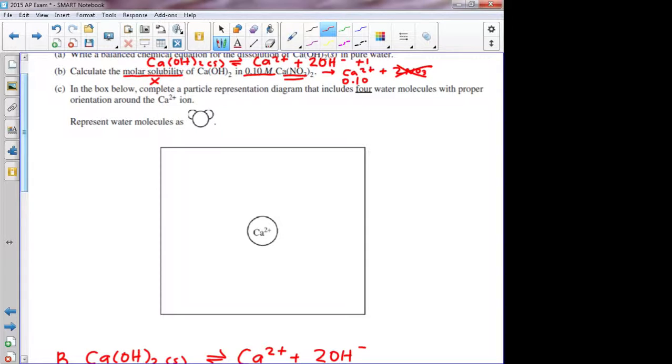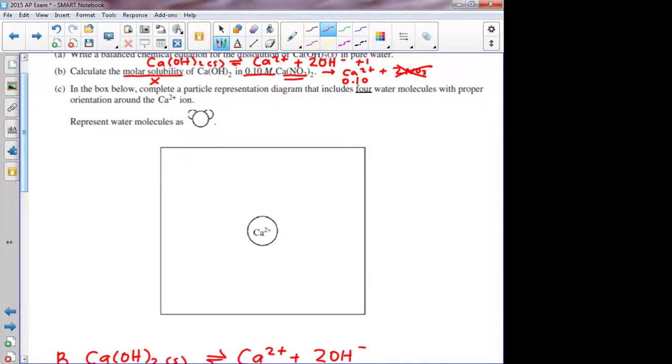All right? In the box below, complete a particle representation diagram that includes 4 water molecules, so they tell you how many they want, with proper orientation around the Ca2+ ion. Represent your water molecules as Mickey Mouse, because it looks like Mickey Mouse to me. Okay? So, how are we going to draw this around the Ca2+? Oxygen. With the oxygen pointing towards the Ca2+.